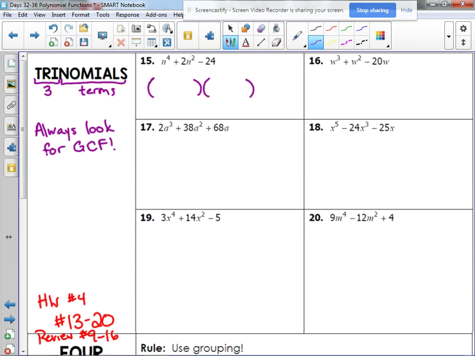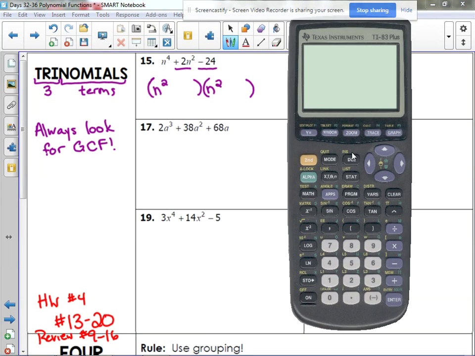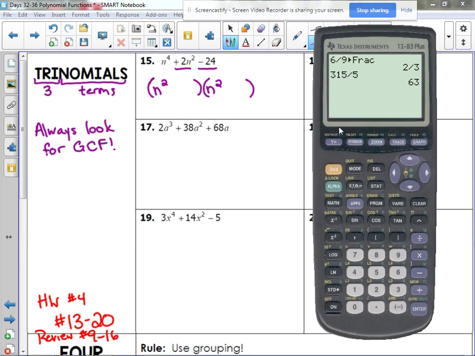Okay. This one, we're doing a little bit higher power than we've done in the past. You factored stuff like this before, but you haven't done n to the fourth. So that's n squared times n squared. It's the same principle though. X times x is x squared, so n squared times n squared is n to the fourth. We've got to figure out what multiplies to give us negative 24 and adds to give us 2. So let me remind you of the easy way to do that.